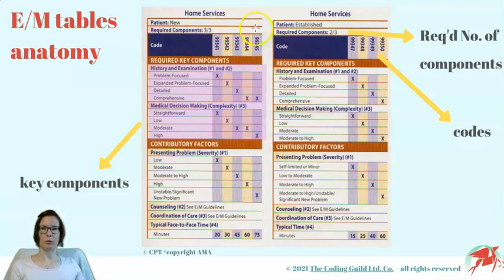The number of options will differ from table to table. For example, this one has 5 codes available, while the established patient only has 4 levels. Below the codes, we can find the required key components: the history, exam, and medical decision making. We have 3 key components in 2 sections, which might be a little bit confusing, so let's have a quick look at what is going on here.